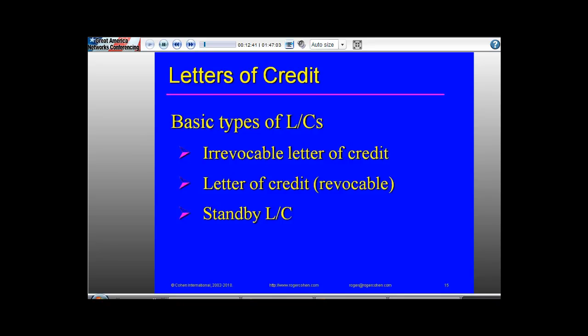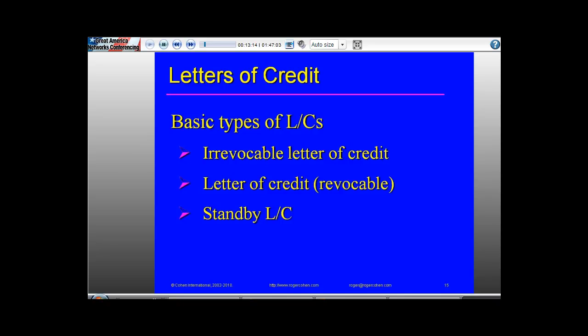Basically reviewing letters of credit, because it's tied into Incoterms, the basic types of letters of credit are the first one here, the irrevocable letter of credit. The second one being a letter of credit, which by name means it's revocable or can be pulled back, and in terms of international trade really isn't worth very much to the seller, because if the buyer wishes to revoke it, then the seller has no guarantee of payment.